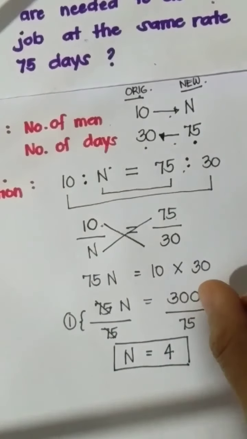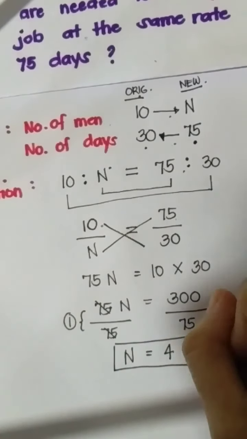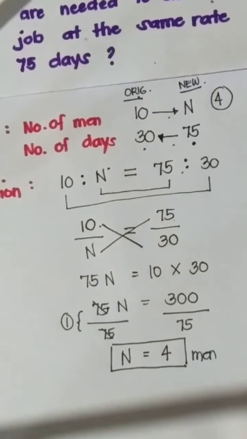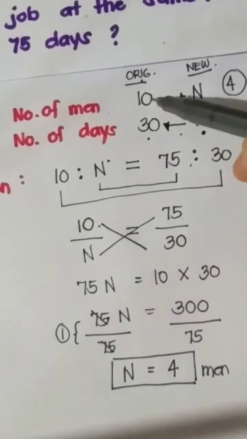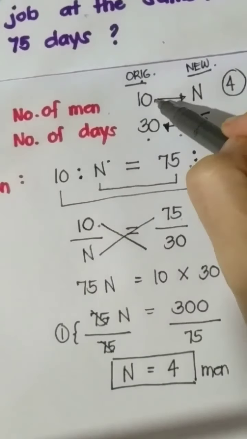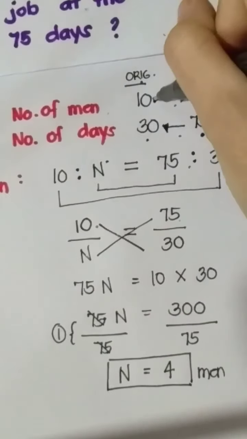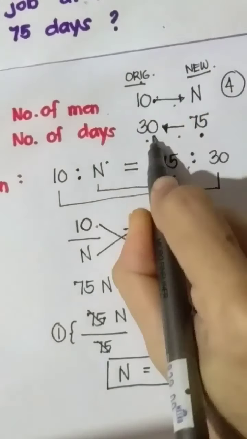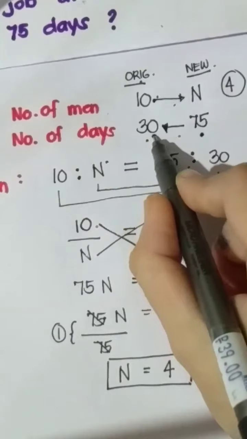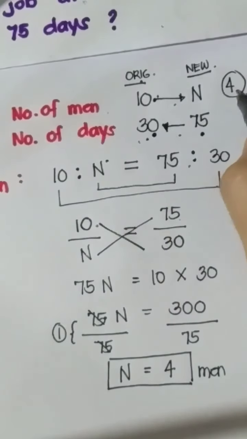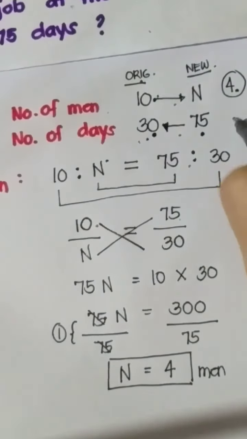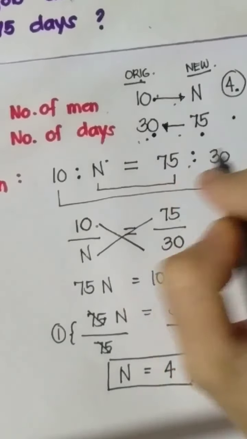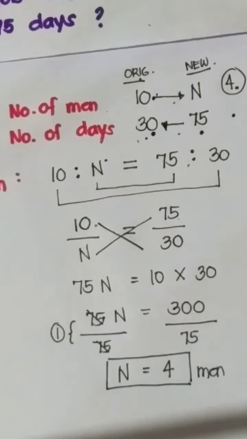What is this n? This is the number of men, the new number of men. So our answer here is 4. If you notice, when the number of men is more, the lesser the number of days required to finish the job. Whereas if there's a lesser number of men, the more days it is required to finish the job. That's why it's called inverse proportion.